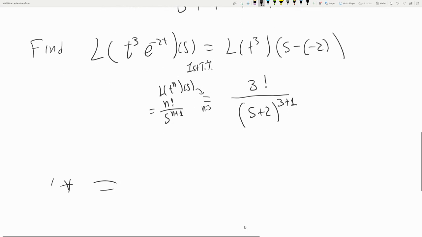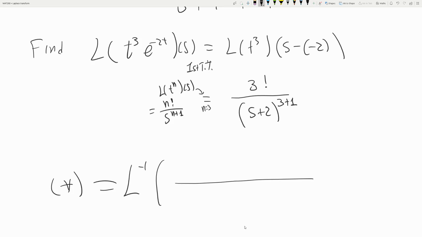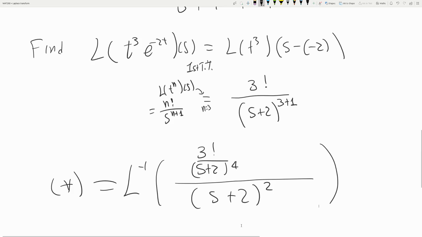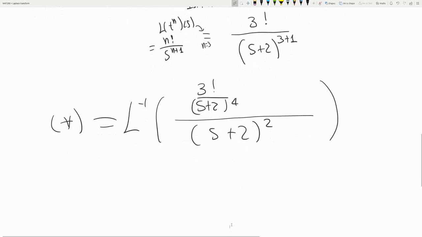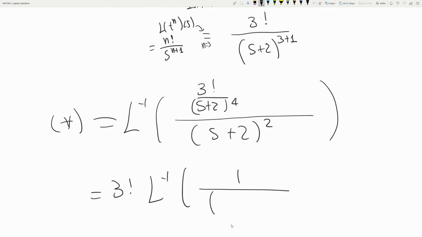So we have the following. We have Laplace inverse. Let's factor the denominator. So it's s plus 2 squared. And then on top, we have 3 factorial over s plus 2 to the 4. So we're asking the Laplace inverse of 1 over s plus 2 to the 6.